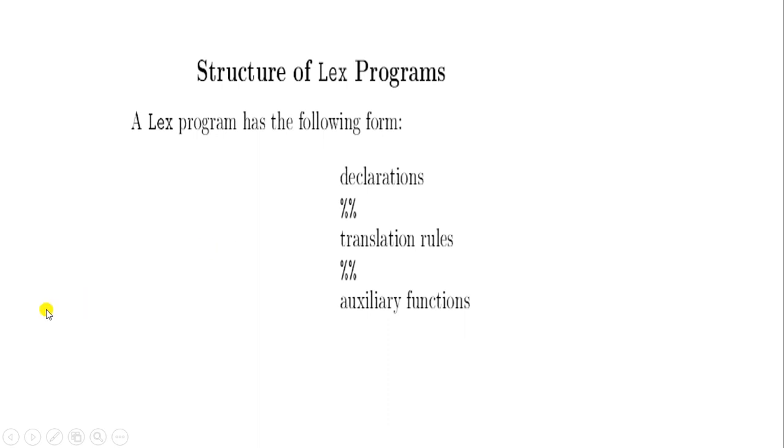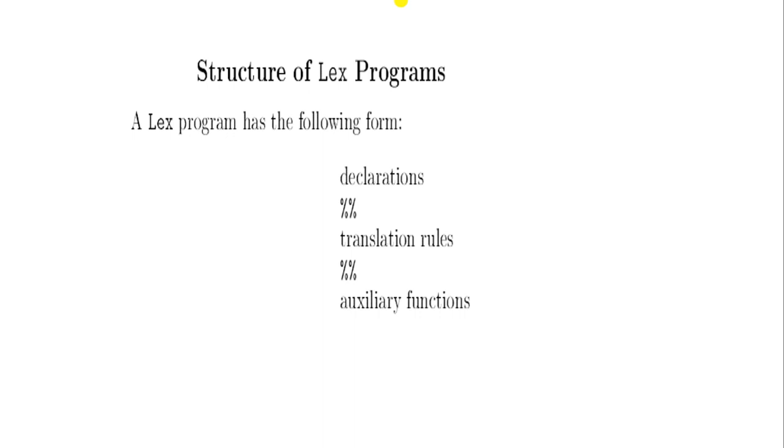The next is the structure of Lex programs. But before going to the structure of Lex programs, the thing you are supposed to keep in mind is that you have already seen that some attribute values are being generated. Those attribute values, for example the pointer to a symbol table, are all kept in a global variable.